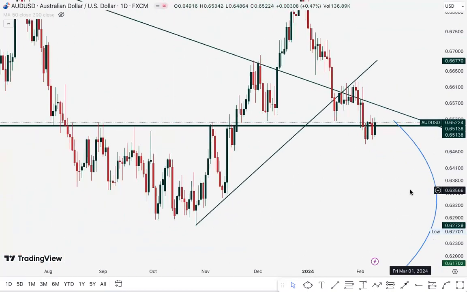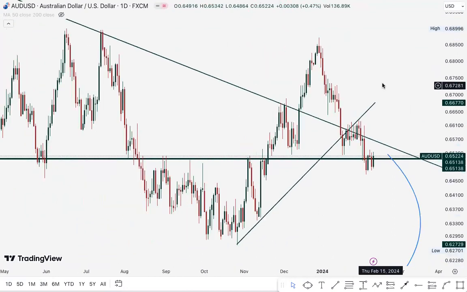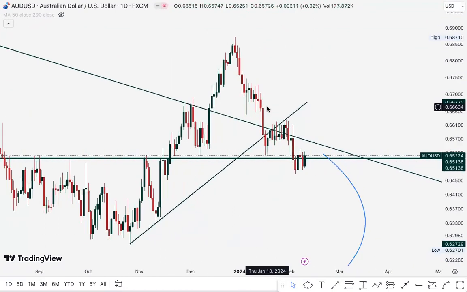However, from the look of things, we do have a head and shoulders pattern forming. Now, these are the issues. Yeah, we do have a head and shoulders pattern forming, no doubt. However, this is the neckline. This is not a convincing break at all. I see a lot of people trying to trade this. This is not a convincing break at all.